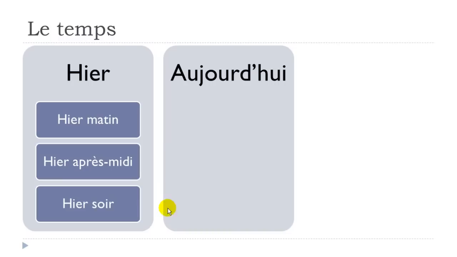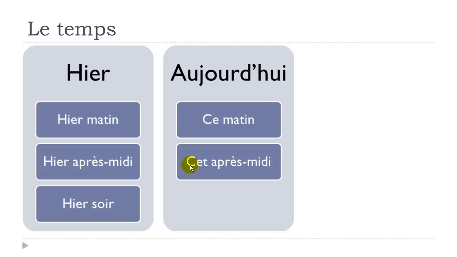Okay? So now, aujourd'hui. Today. Aujourd'hui. Ce matin, so we put here this ce, this matin, morning, this morning, ce matin, cet après-midi, this afternoon, cet après-midi, ce soir. So, soir, evening, this evening, ce soir, all right?